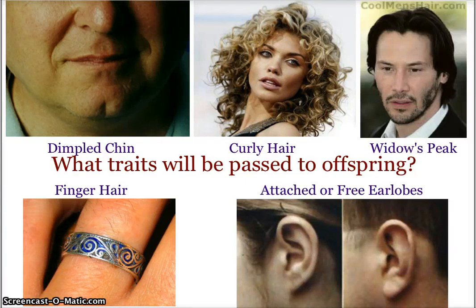So what if I wanted to figure out the probability of certain traits being passed to the offspring? For instance, will my child have a dimpled chin? Or can two straight-haired parents have a curly-haired child? Or will my child have a widow's peak like Keanu Reeves? Or will my child have hair on their fingers between the knuckles? Or will my daughter have attached earlobes or free earlobes, because free earlobes hang earrings better?